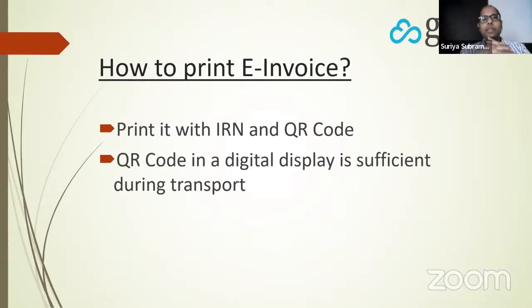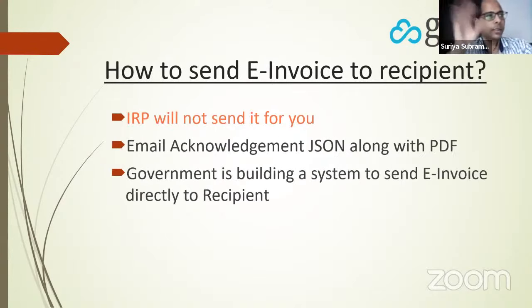The most common question people ask is, how do I print the e-invoice? Firstly, printing of e-invoice is not required. However, if you are printing along with your regular contents of the invoice, you should include the IRN number and the QR code in the printout. As per the rules, QR code in digital display is sufficient. So if some truck driver can display their QR code to their officer, that is sufficient as per the rules. But if you are printing, you should print with the IRN and the QR code.